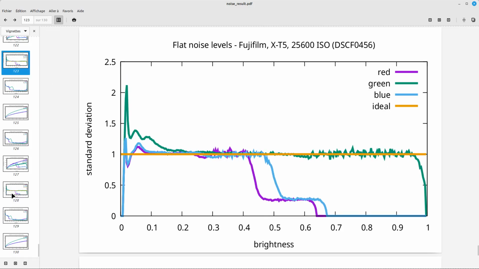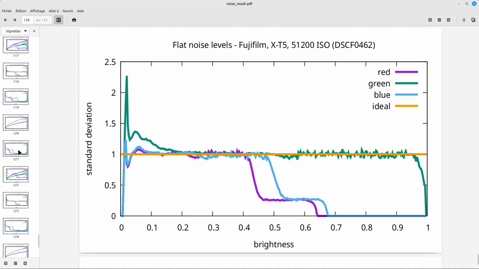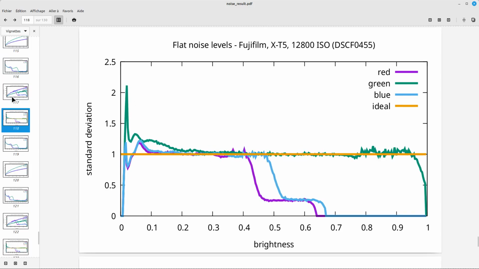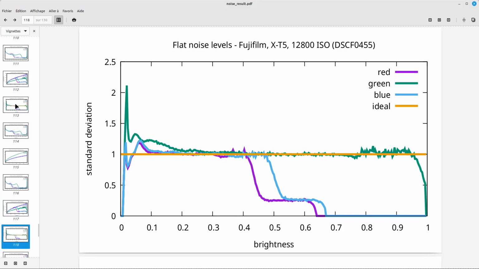You can see actually that it's getting a bit more pronounced compared to some lower ISO values.